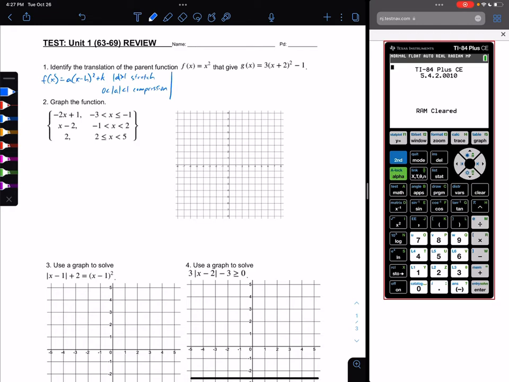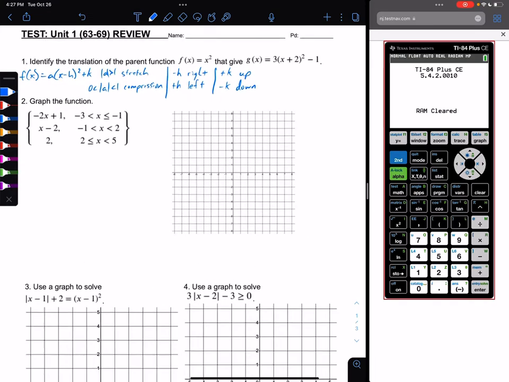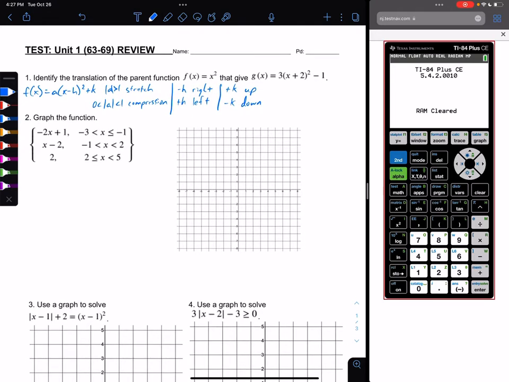And then for h and k values, if we are subtracting h, that moves right. If we're adding h, that is going to move left. Plus k moves up, and minus k moves down. Okay, so let's actually go through this one, make this a little larger so we can see better.